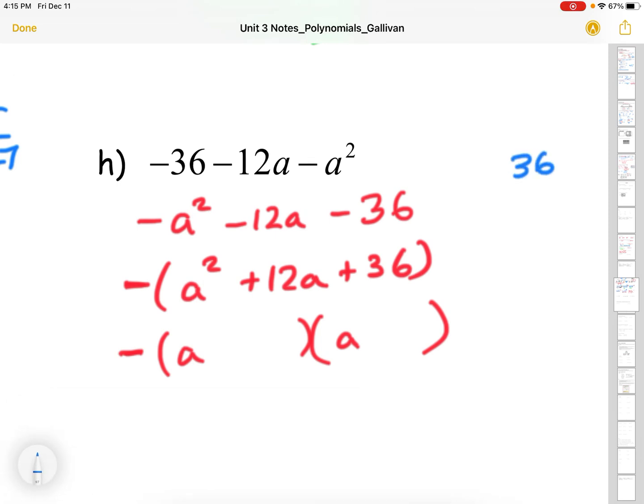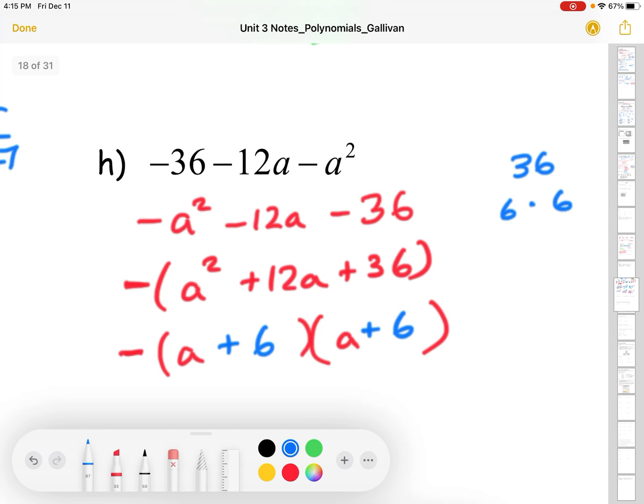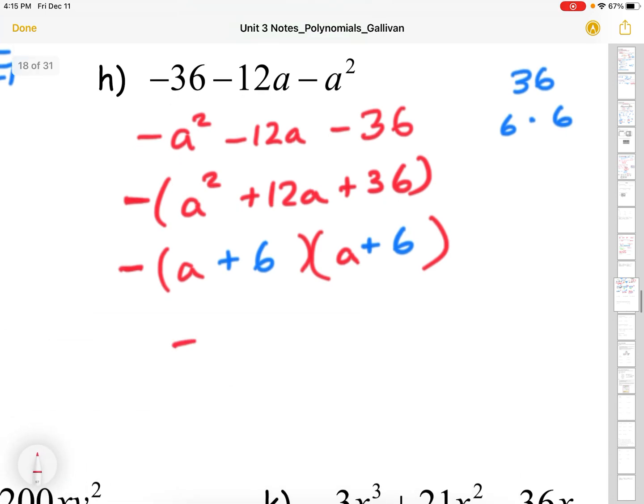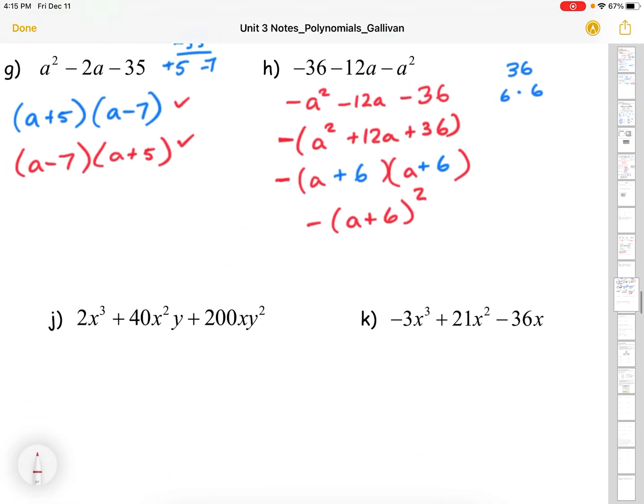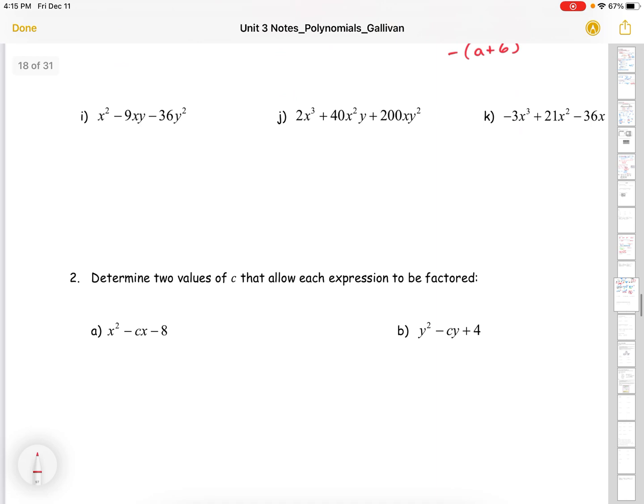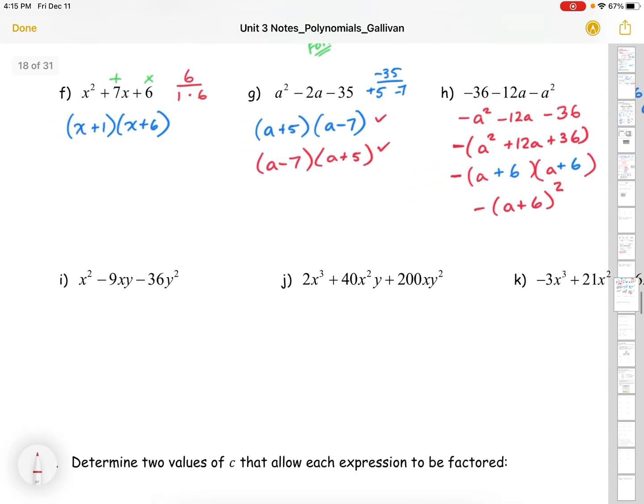So, looking at this, two factors, they're all positive, so they've got to be positive factors that add up to 12. Well, the first two that spring to mind for me are 6 and 6. 6 times 6 is 36. 6 plus 6 is 12. So plus 6, plus 6. This is actually a perfect square. We could also write this as a plus 6 squared because I'm multiplying the same thing times the same thing there. You don't have to. It's still correct. Okay?